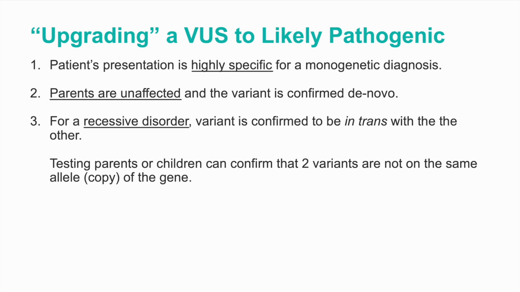For a recessive disorder, if two variants were found and we can show that they are in trans, meaning that they are not on the same allele or the same copy of the gene, that can also lead to a change of their classification. So in the drawing here, the red and yellow are two variants. It is very different if the two variants are coming each from a different parent, affecting both copies of the gene, or they're both in the same copy. If they're in the same copy, then it's not relevant, it's not diagnostic.